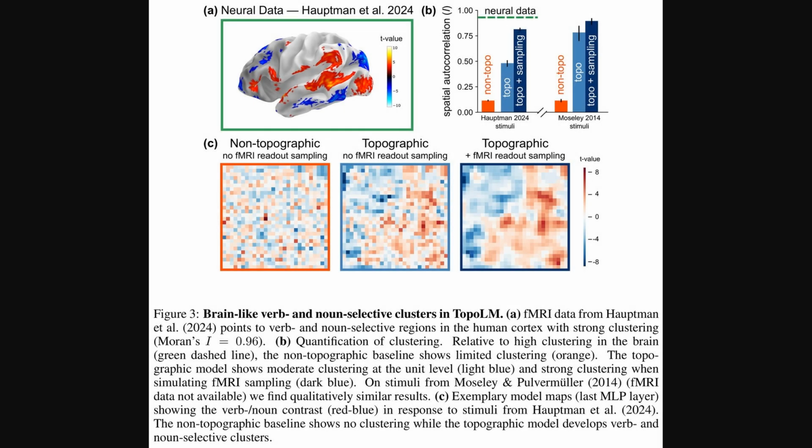Okay, so digging deeper, Figure 3 looks specifically at noun and verb selectivity. Part A shows the real fMRI data pattern. Then, Part B quantifies this spatial clustering. TopoLM in blue shows much stronger clustering, especially after simulated fMRI sampling, getting closer to the neural data. The non-topographic baseline, in orange, lags behind. Part C visually confirms this. You can see clear noun/verb clusters emerging in TopoLM, unlike the baseline model.